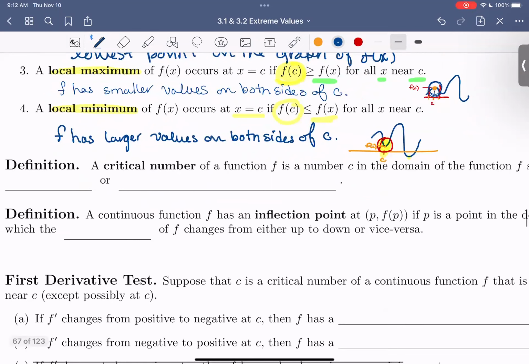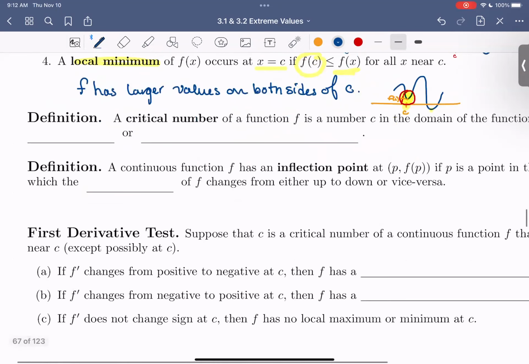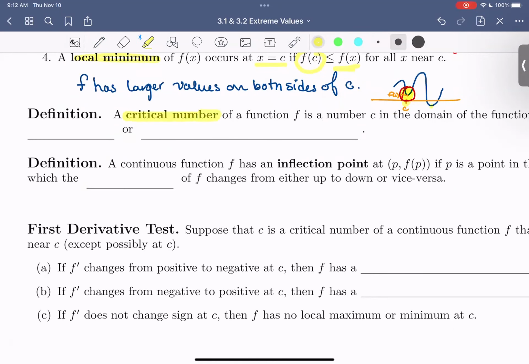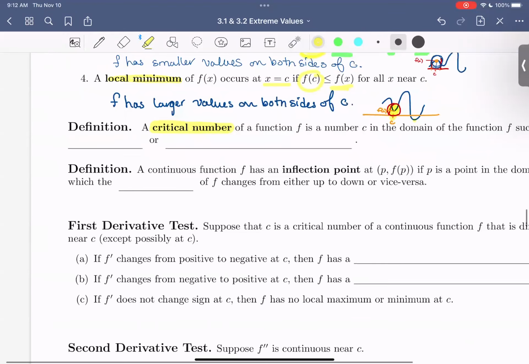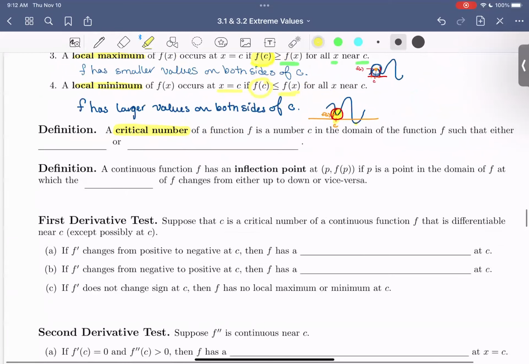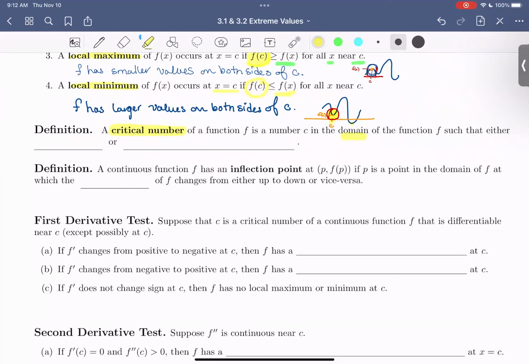So our next definition here is that of a critical number. A critical number of a function f is a number C in the domain of f such that either we have the derivative at C is equal to 0, or the derivative at C does not exist.